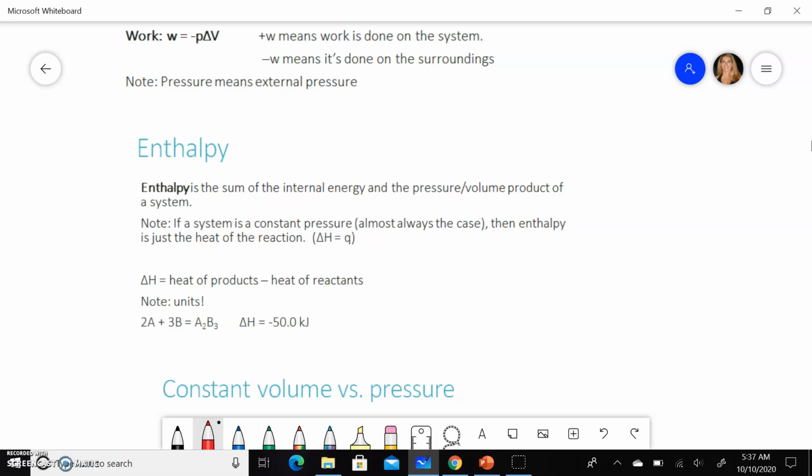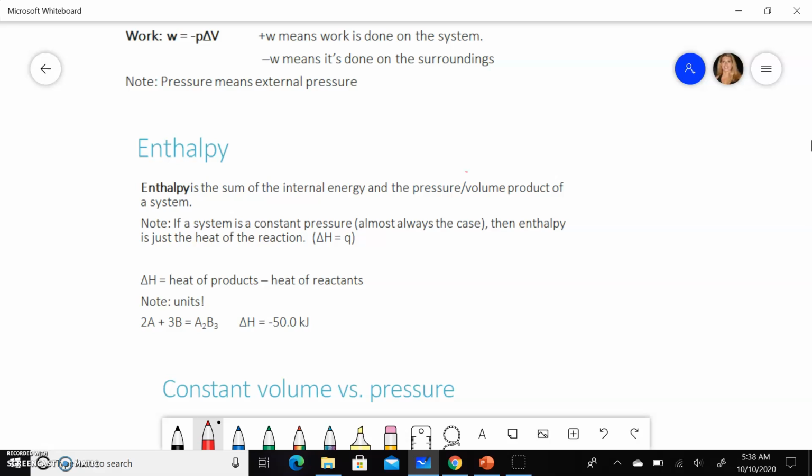most of the time, we do things at constant pressure. So the pressure of the room is not changing that much when we do experiments. In fact, if you want to change the pressure, you have to have some pretty fancy equipment to make the pressure change at a fast pace. So most of the time, the pressure is not involved.